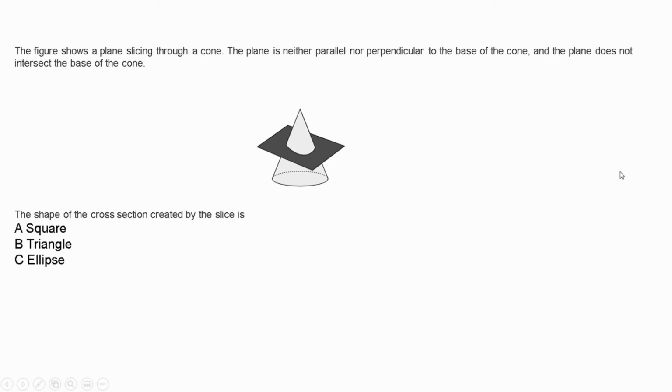Next up, it says the figure shows a plane slicing through a cone. The plane is neither parallel nor perpendicular to the base of the cone, and the plane does not intersect the base of the cone. What shape does it give us? Well, when it's not parallel or perpendicular, it's going to give us a shape that's almost like a circle, but not, and it's going to be what we call an ellipse. So our answer here is C. It's like a stretched out circle.